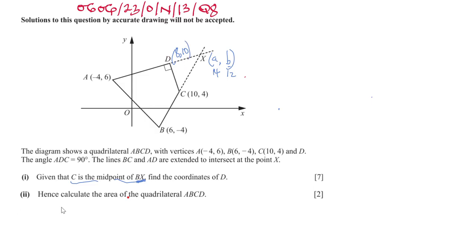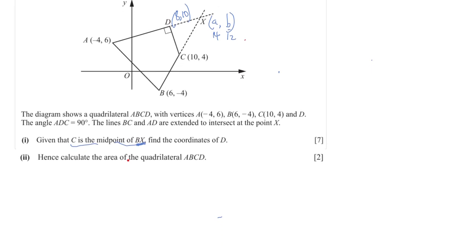Now the next question says that we should calculate the area of quadrilateral ABCD. We can use the shoelace method to do this. Area of figure ABCD equals half multiply absolute of. Now move from A to B to C to D and come back to A. In A, s coordinate is -4. Move to B, s coordinate is 6. Move to C, s coordinate is 10. Move to D, s coordinate is 8. Move to A, s coordinate -4.